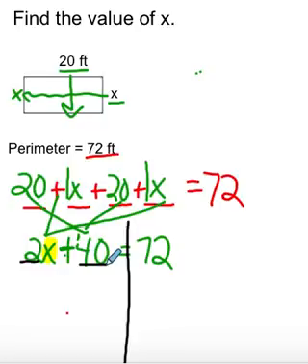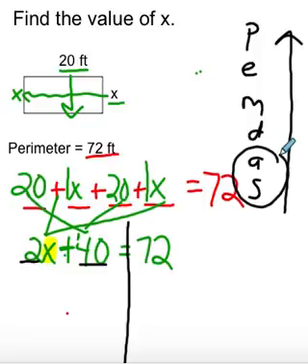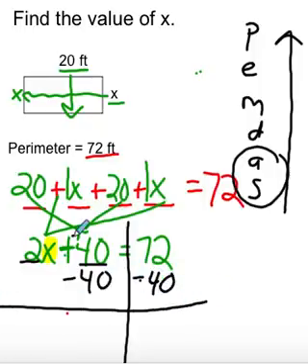We are always undoing what's here. We've been working on PEMDAS backwards. So PEMDAS backwards would mean working this direction. So I would always do the addition and subtraction first. So I see a plus 40. So to undo that would be a minus 40. These two cancel. That gives me 2x equals 32.